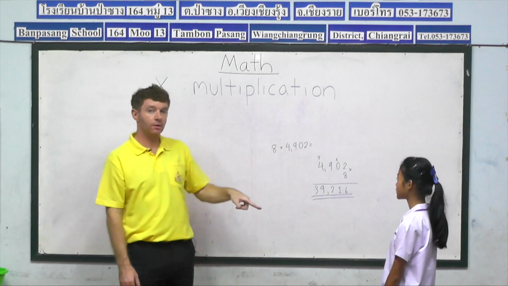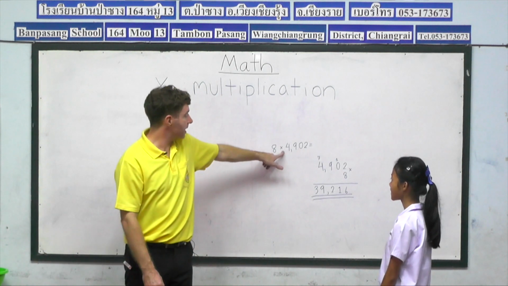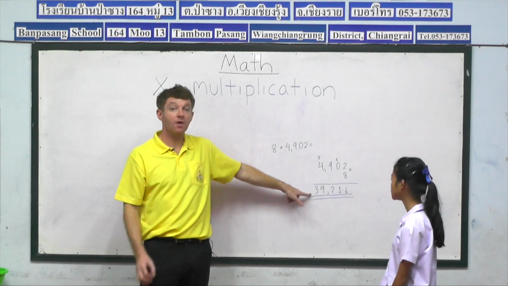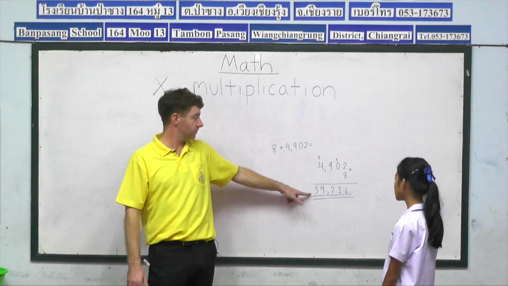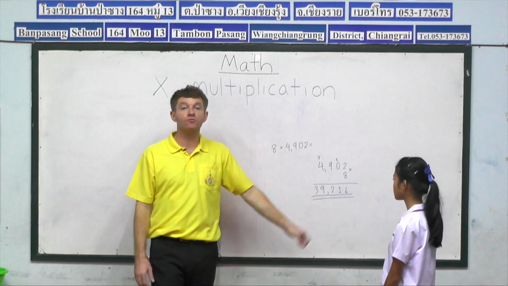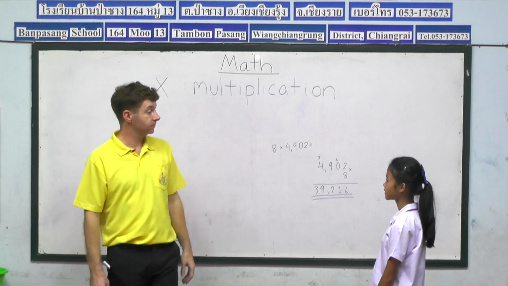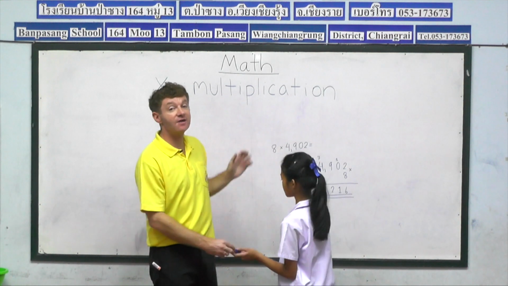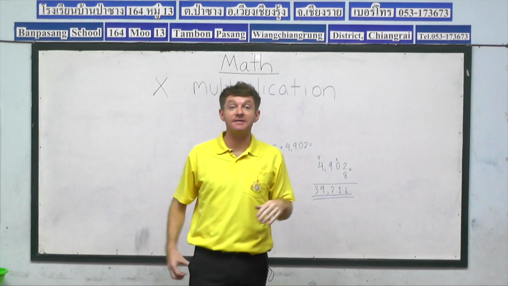So we can say 4,902 multiplied by 8 equals 39,216. Down, that was amazing. Very well done. High five. Big round of applause for Down, please, guys.